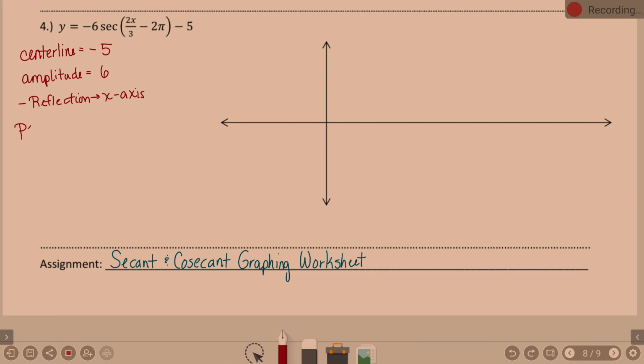Period. The formula is 2 pi divided by b. b is 2/3. So I'm going to do 2 pi, which is a fraction. You can think 2 pi over 1. Keep, change, flip. So 2/3 becomes 3/2. In my brain, the 2's cancel out, and I have 3 pi.